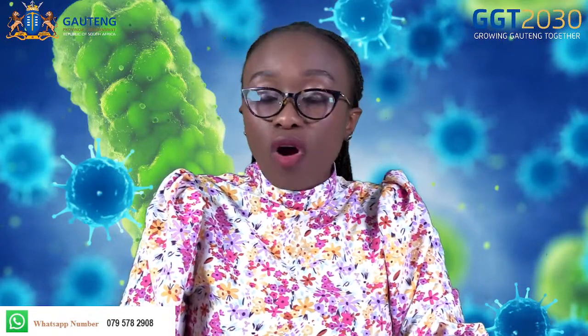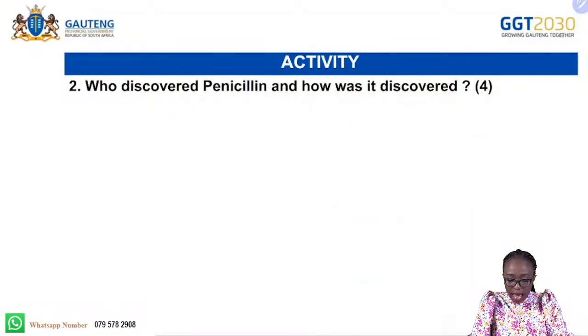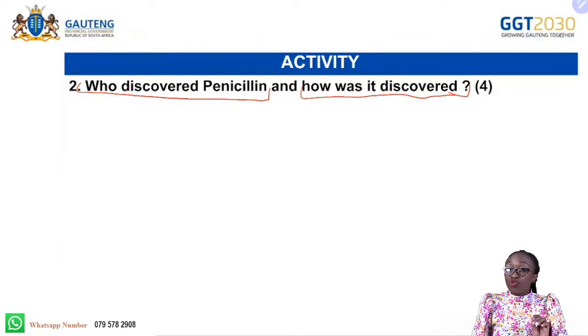Welcome back. Let's move on to question number 2. Who discovered penicillin and how was it discovered? So if you notice, this is a two-part question. You needed to tell us who discovered penicillin and then tell us how they discovered penicillin, hence the 4 marks. So you need to tell us who discovered it and how it was discovered.